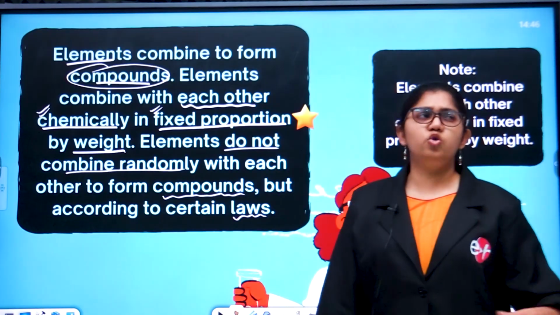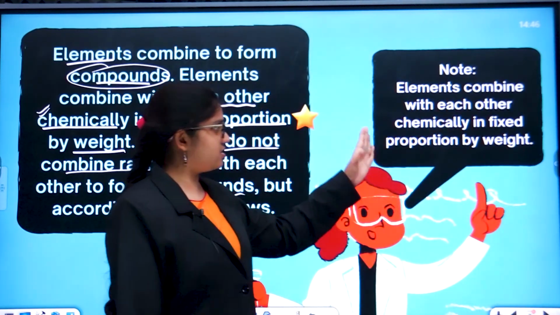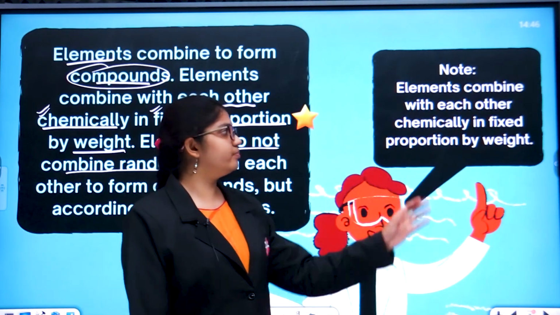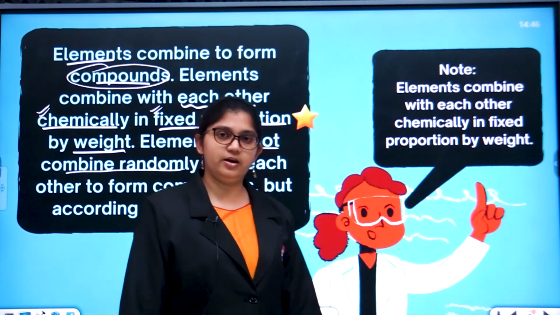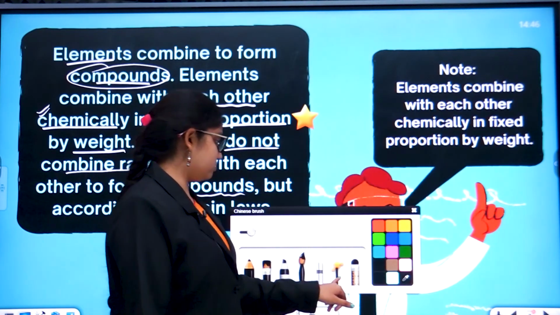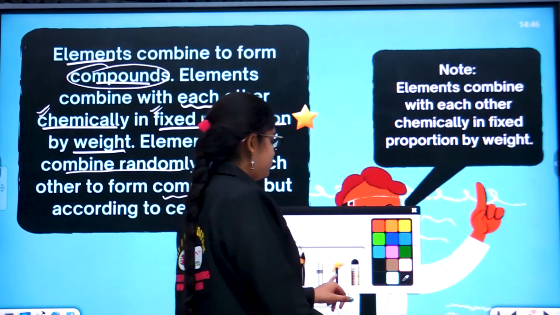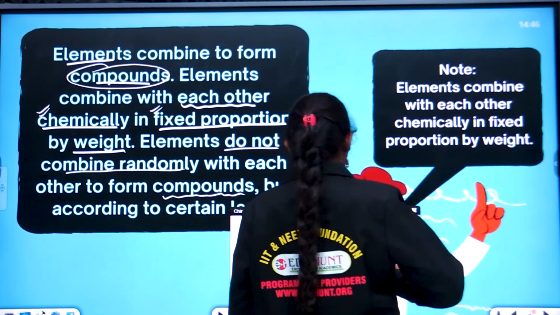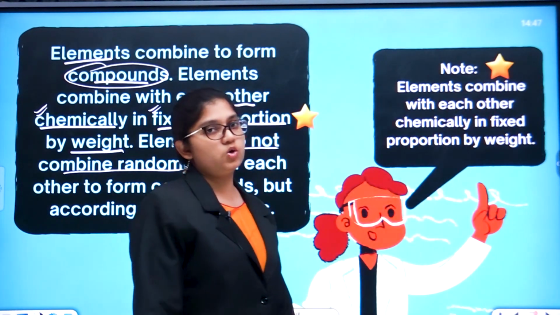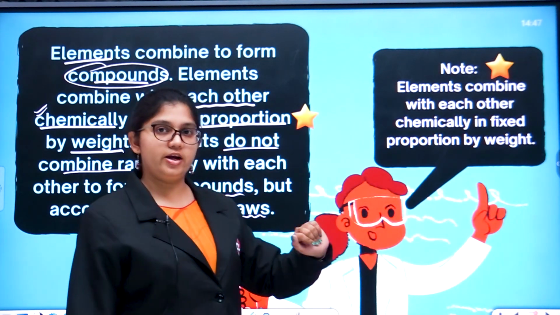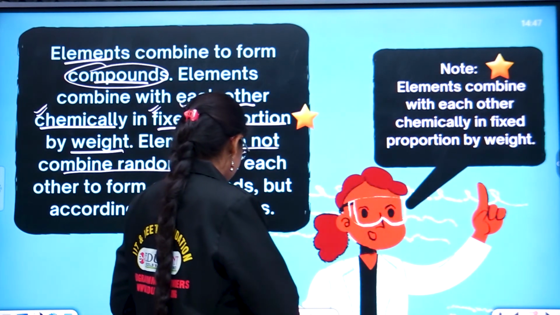Okay, note point: as we discussed, elements combine with each other chemically in fixed proportion by weight. So it is a very most important point. Again, I'm keeping a star mark over here. We can just say this is the main important thing that we have to consider.